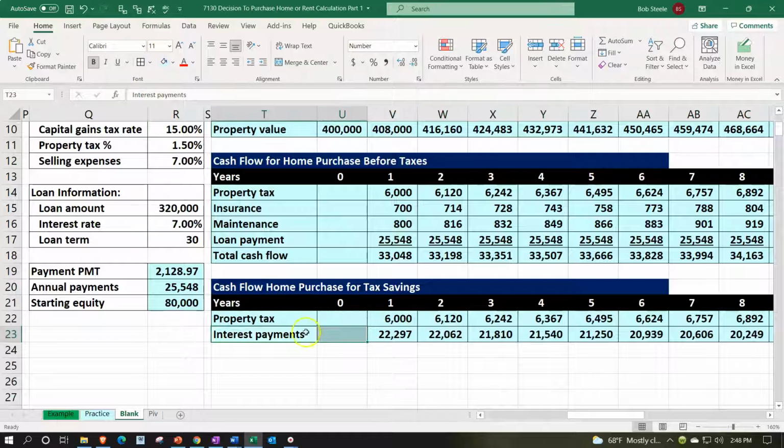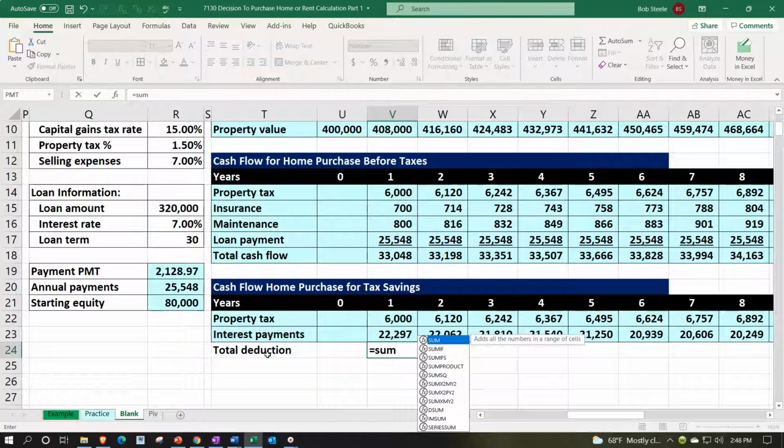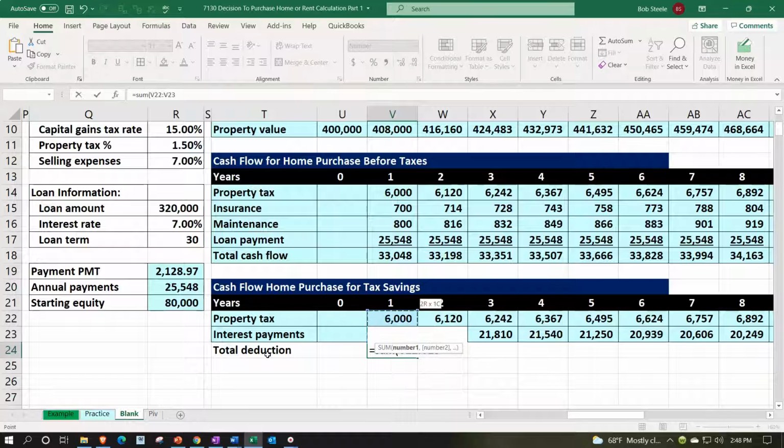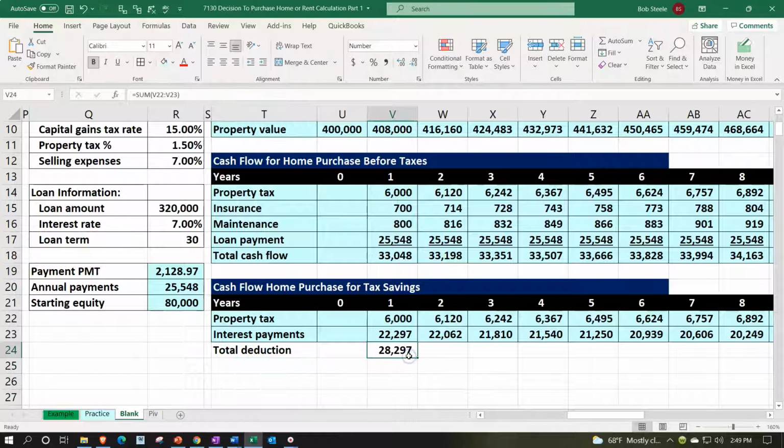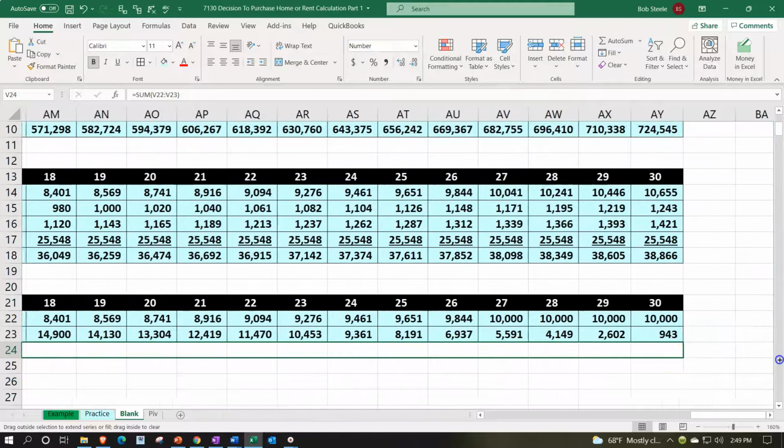Blue and bordering this. Let's put the total. This is going to be the total deduction. Total deduction between those two using the trusty sum function. Trusty sum of those two. Copying that across. Summing them up like so.